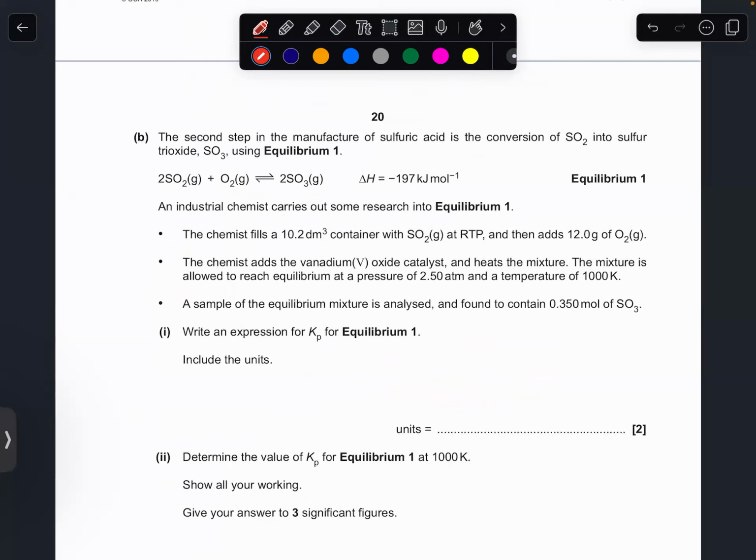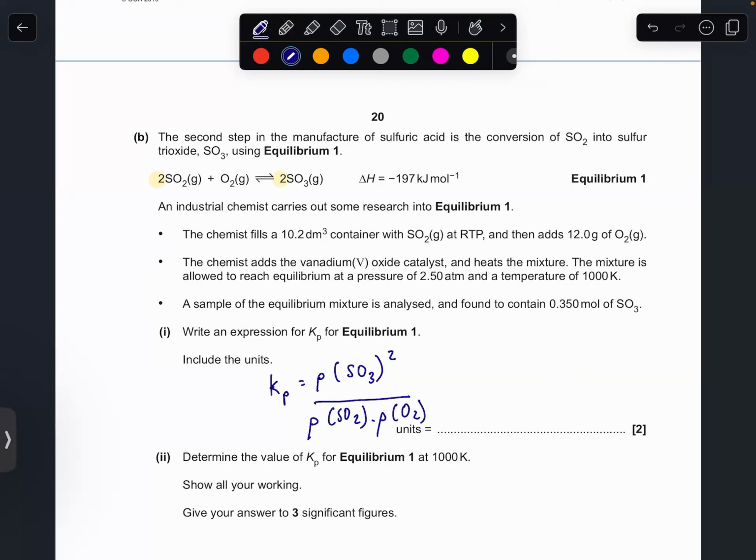This is products over reactants. You see, this is Kp, so we use partial pressures, and we use the curved brackets: the partial pressure of SO3, and we raise it to the power of the big number, 2, and then you've got your partial pressure of SO2 squared times the partial pressure of O2. That's your expression.